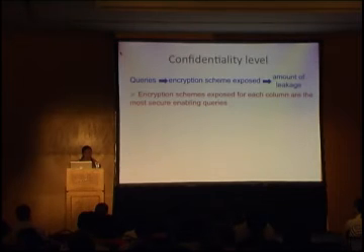So now that we have seen how SQL over encrypted data works, what is the resulting confidentiality level? Well, based on the queries, we expose certain encryption schemes, and each encryption scheme has a certain amount of leakage. What we guarantee because of our onion strategy is that the encryption schemes exposed for each column are the most secure encryption schemes from our encryption set that enable those queries.